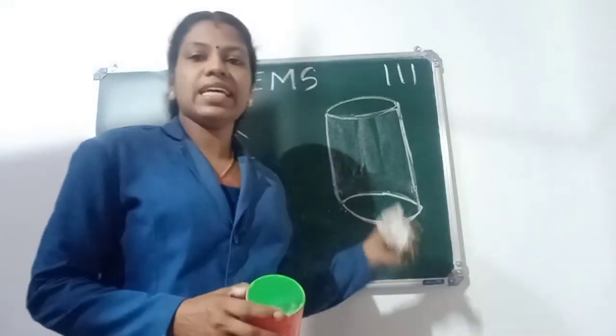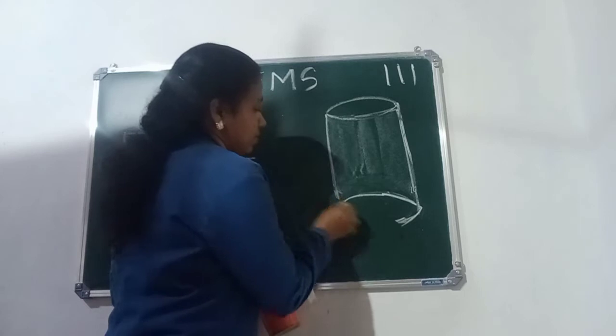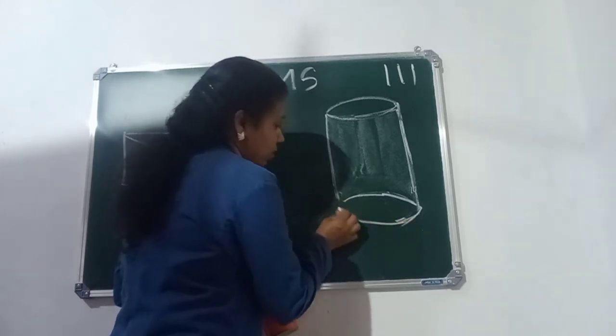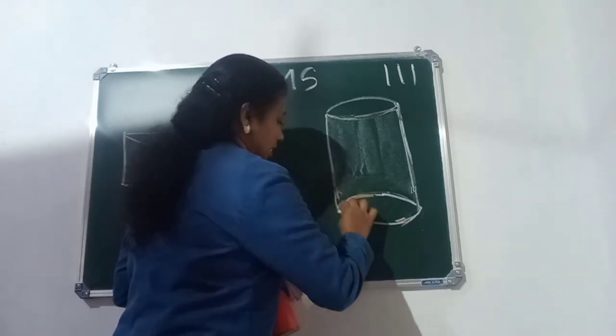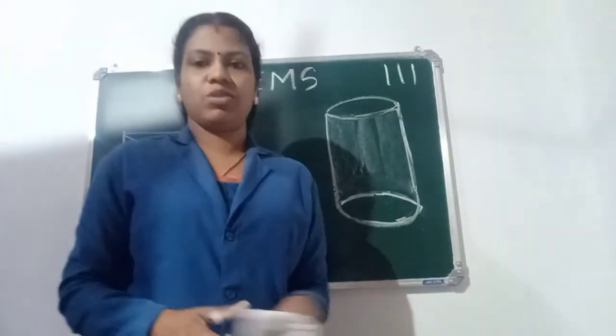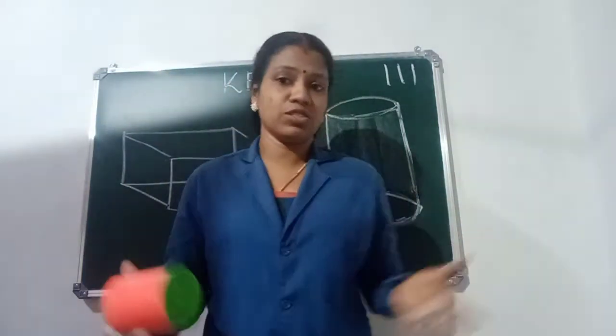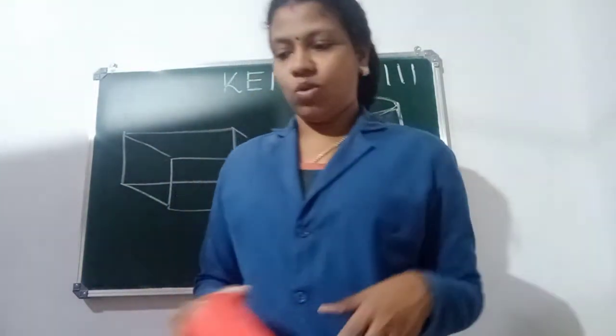Okay, so this is a cylinder. I think the shape is not correct. Anyway, you can draw a cylinder like this. Just draw. Okay, this is the cylinder. It has 3 faces and it has no edges and no corners.